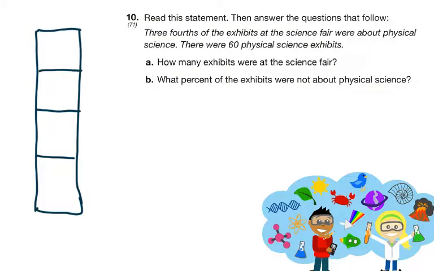Alright, the next problem is number 10. It says, read the statement, then answer the questions that follow. 3/4 of the exhibits at the science fair were about physical science. There were 60 physical science exhibits. Alright, so this one, I automatically saw that they were talking about a fraction 3/4, and it made me think of a diagram. So 3/4 of those exhibits, right here, 3/4 were physical science. And so 1/4 was not physical science.